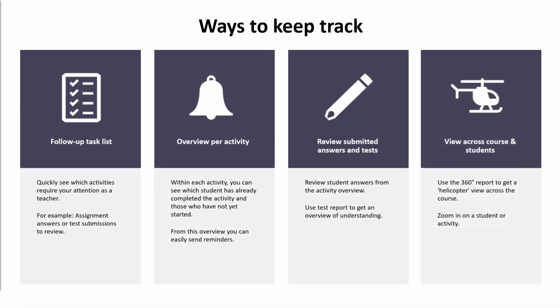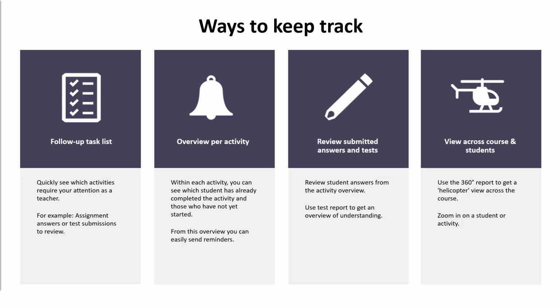And there are different ways to keep track. You could say you can keep track on several levels. The first one, the follow-up task list, is more for you as a teacher because it tells you which activities require your attention. Concrete example here, a student has submitted an assignment answer which you need to review, or maybe they have completed a test, they have submitted the test, and you should have a look at that.